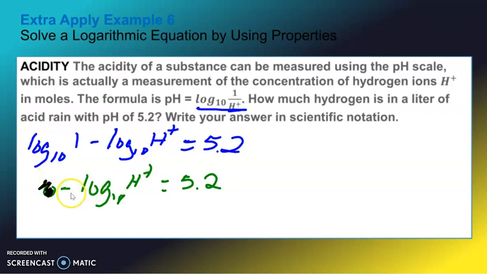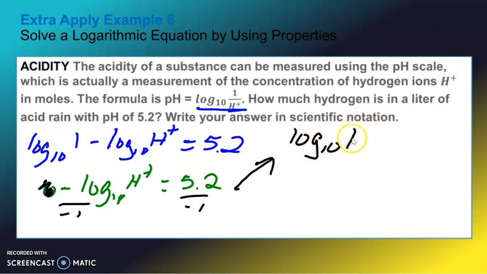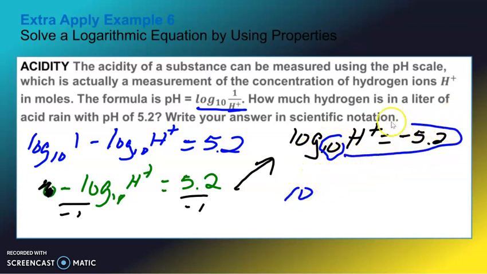To get this log by itself, I'm going to divide by -1. And now I have log base 10 of H+ equals -5.2. And to solve this now, I can write this as an exponential, so 10 raised to the -5.2 is equal to H+.